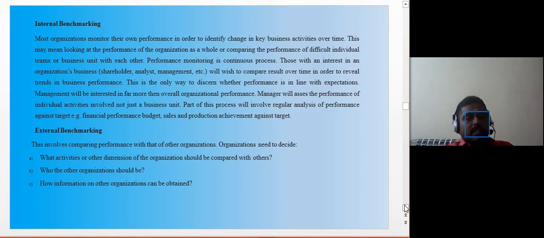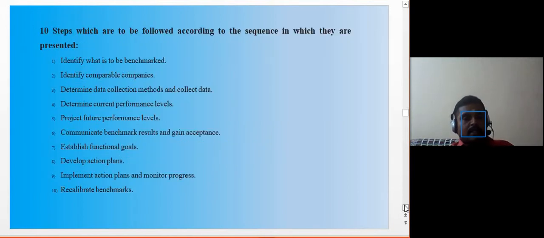External benchmarking involves comparing performance with that of other organizations. The organization needs to decide what activities or other dimensions of the organization should be compared with others, who the other organizations should be, and how information on other organizations can be obtained. These are all part of external benchmarking. There are 10 steps which are to be followed in the sequence in which they are presented.